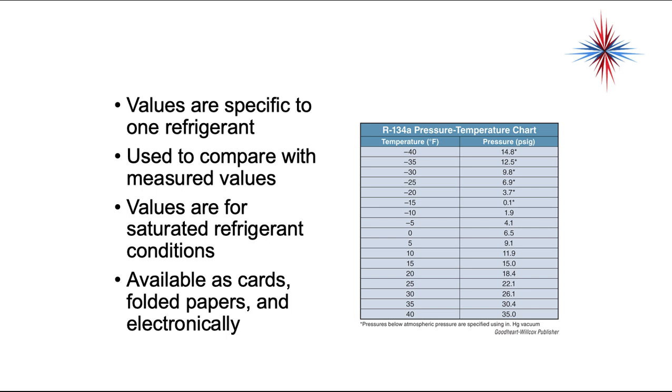So if I know I have a pressure of R134A at, let's say, 30 psi on the low side, my evaporator temperature is 35 degrees. If I have a pressure of 6.5 psig on my low side, I have a temperature on the evaporator of 0 degrees.